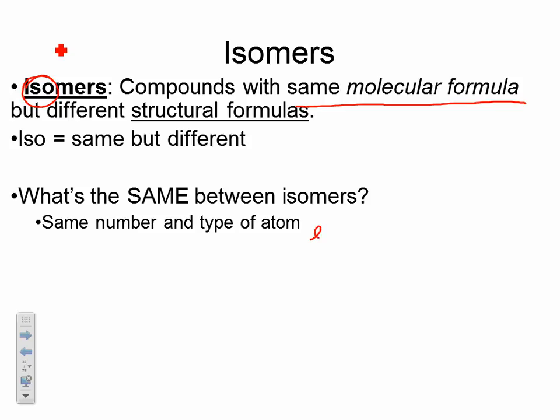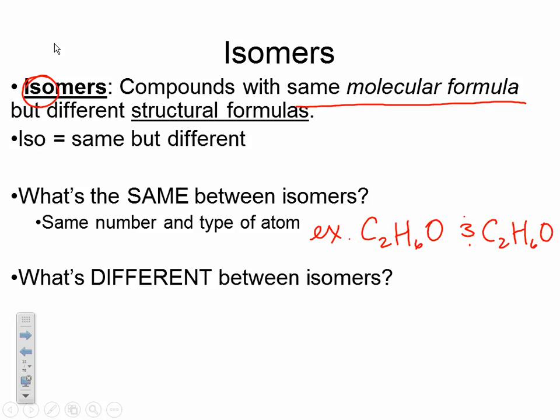So just as an example, we might have 2 compounds that are C2H6O and C2H6O. Same number and type of each element. So these could be considered isomers. They each have 2 carbons, 6 hydrogens, and 1 oxygen. Same number and type of each element.